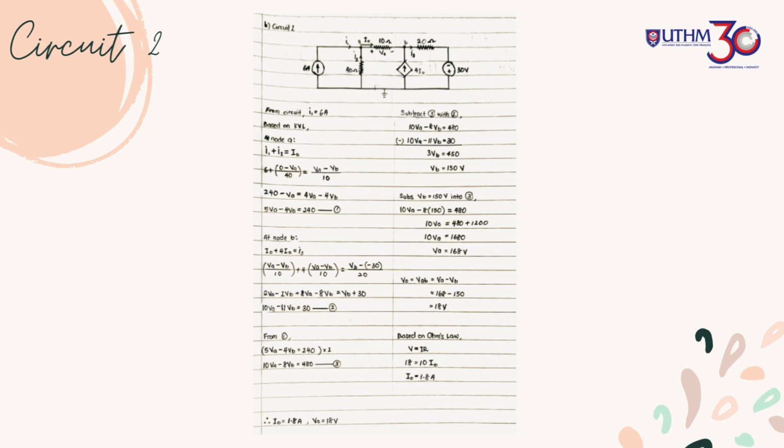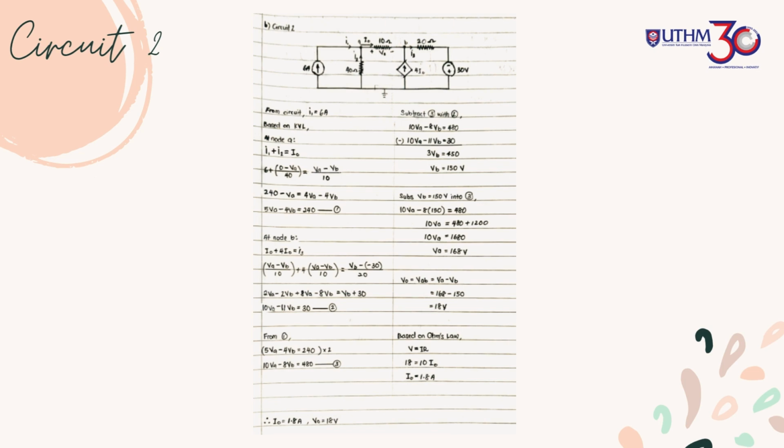As we can see from the circuit, we have assigned I1, I2, and I3 as the branch currents for each of the nodes. For I1, the value is 6 ampere. Next, by applying both nodal analysis and Kirchhoff's current law at node A that we have assigned, the current flow equation is I1 plus I2 equal to I0.